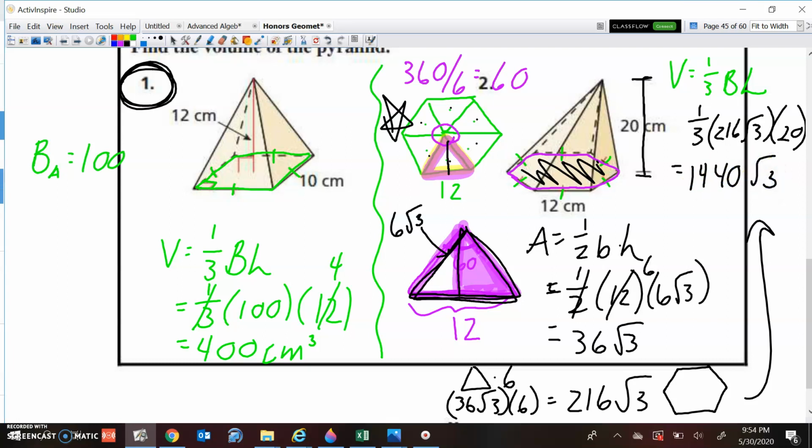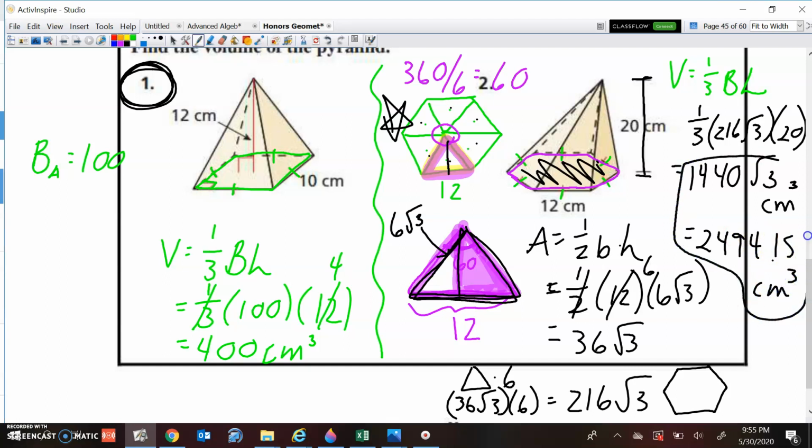Now if they want you to give an exact answer, you could leave it like this, centimeters cubed, or you can go ahead and evaluate that. So we have an answer that kind of gives us more understanding of it, and that would be 2,494.15 centimeters cubed. Either of these answers is sufficient, okay? So anytime you're doing a problem, just see what the directions are asking you to find, and that'll help out, okay?